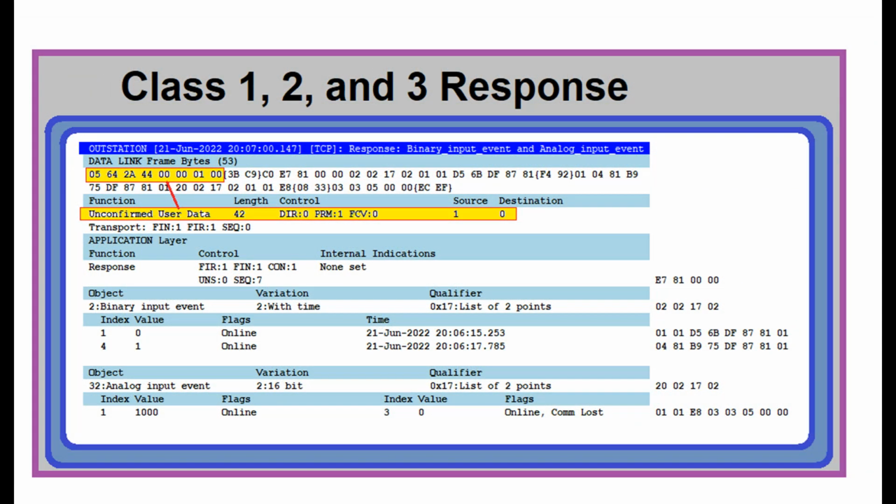Here is the response data link header, which again starts with 564. The length is hex 2A or decimal 42. The control octet is hex 44, which has the primary bit set and a function code of unconfirmed user data. The direction bit is not set since the message is from the outstation.